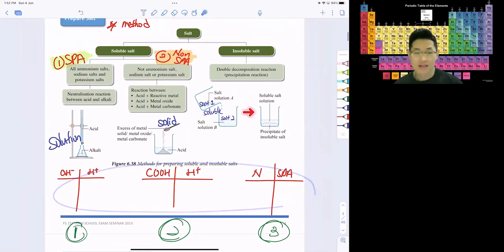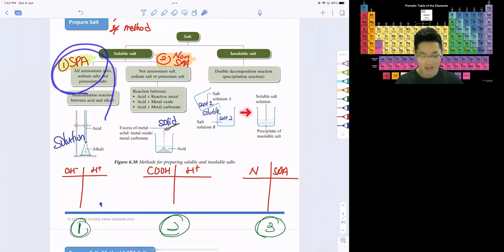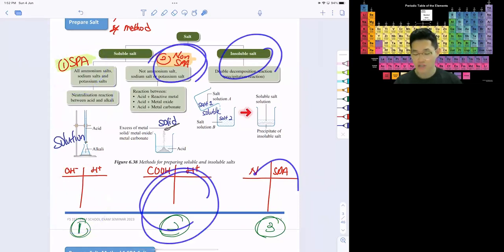Okay, now I will ask you a few questions. And after this, I will give you a short break. Okay, copy down the cross already. Now I will be giving you random examples of salts, and you have to give me one of the numbers here, depending on what type of salt they are. Soluble spar, number 1. Non-spar, number 2. Insoluble salt, number 3.